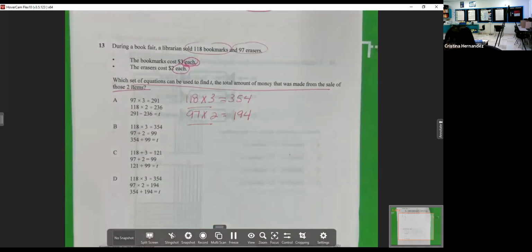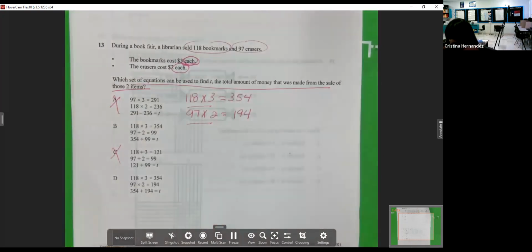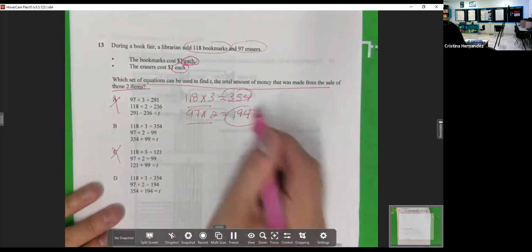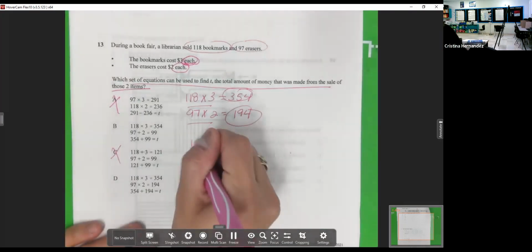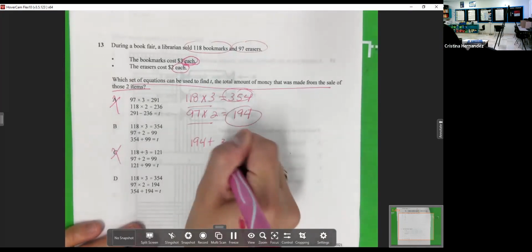What can we get rid of on our answer choices? Come on, guys. We can get rid of A and C. Good job. I agree with you. And then once we find these two numbers, what do we have to do to figure out the total amount of money she made? Add them. Yeah. Add. 194 versus 354.